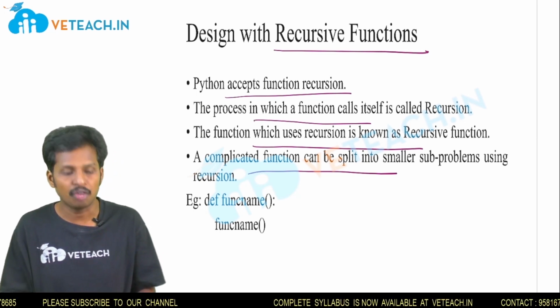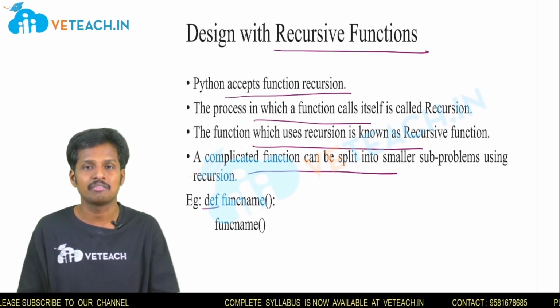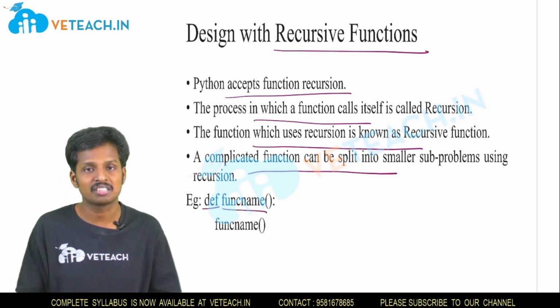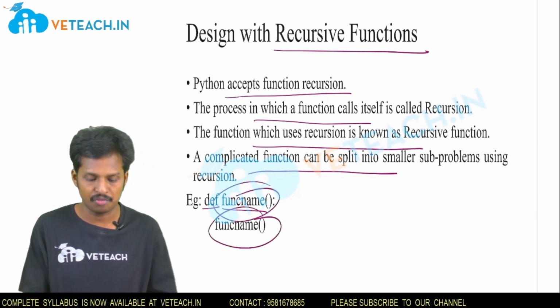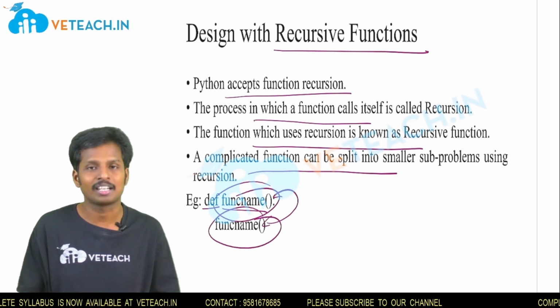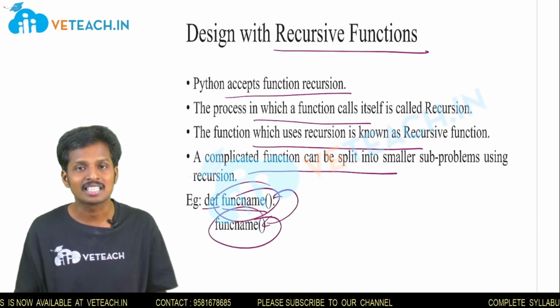An example of a recursive function: def is used to define a function. The function name that we are defining is func_name, and inside this function we are calling the same function. So here a function calls itself a number of times. This is known as recursion and func_name is known as a recursive function.